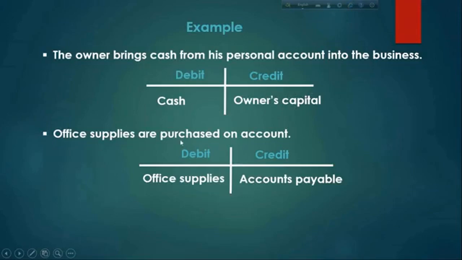Similarly, office supplies are purchased on account. Here office supplies is increasing, so it will be debit. As office supplies is debit, it stays on the left side. On the other hand, accounts payable is also increasing, so it will be credit. As accounts payable is credit, it stays on the right side.